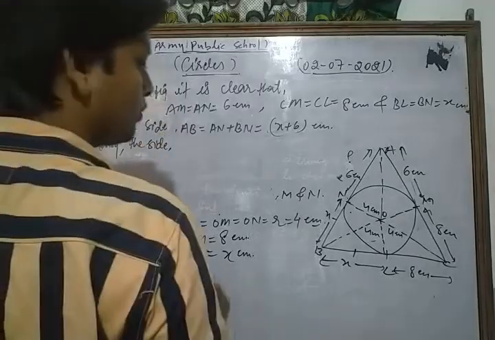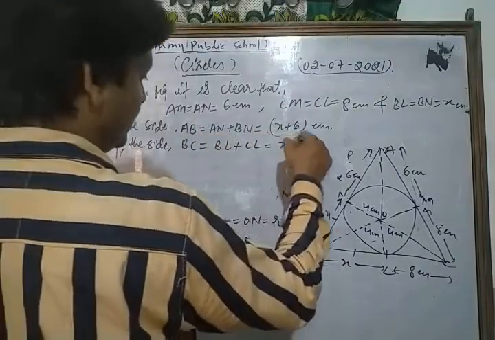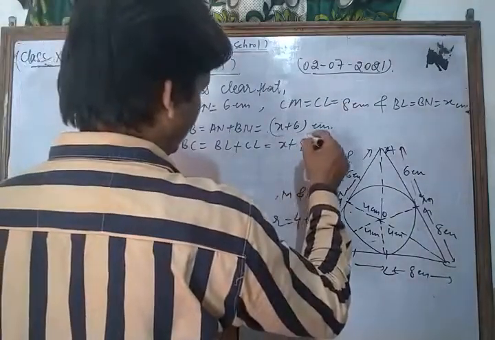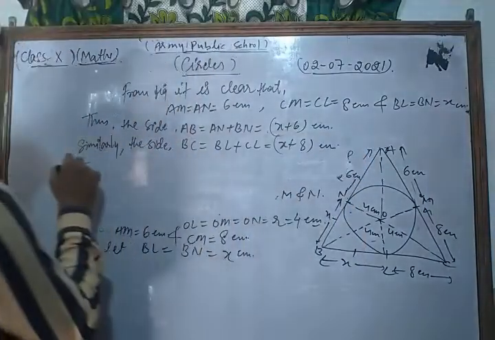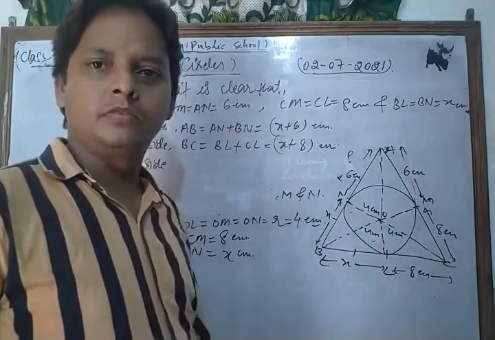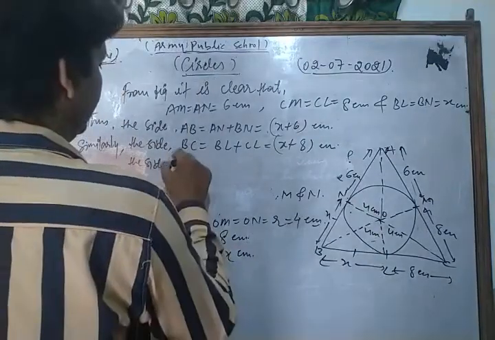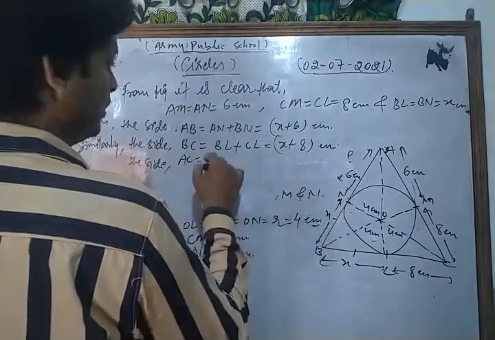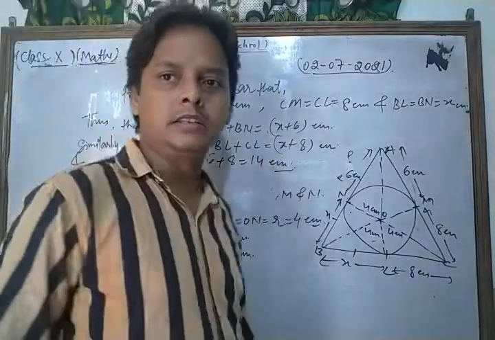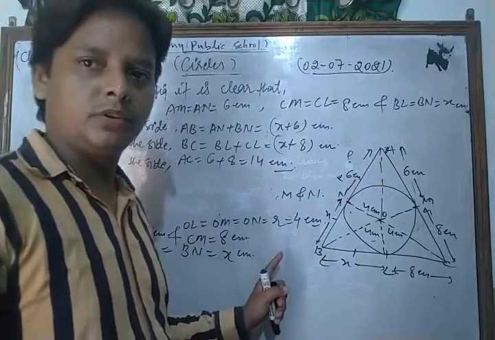Similarly, the side BC is BL plus CL, so BL is x plus 8, that is x plus 8 centimeter. And the side AC is 6 plus 8, that is 14 centimeter.